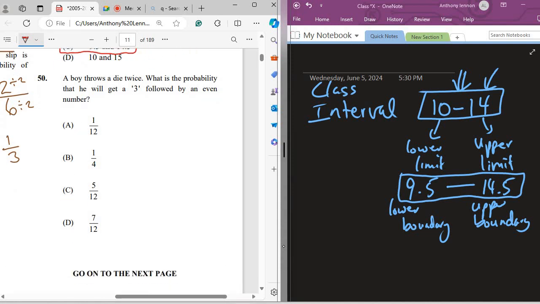Okay, 50. A boy throws a die twice. Now, this is a very interesting one. What is the probability that he will get a 3 followed by an even number?